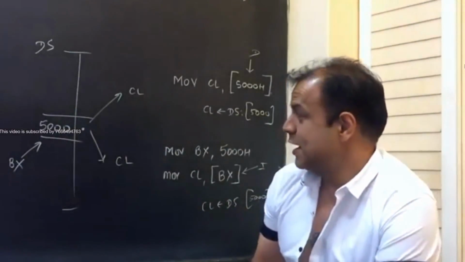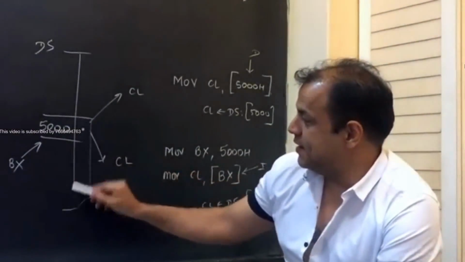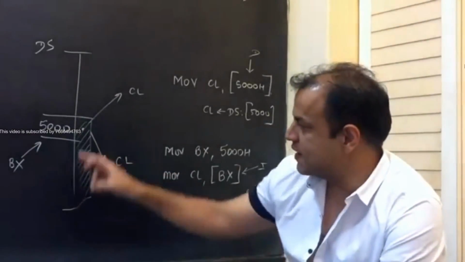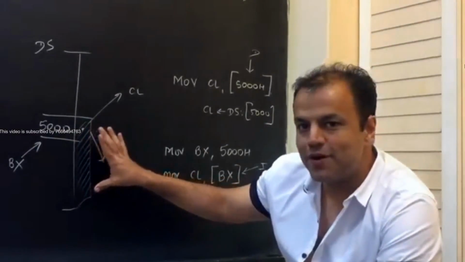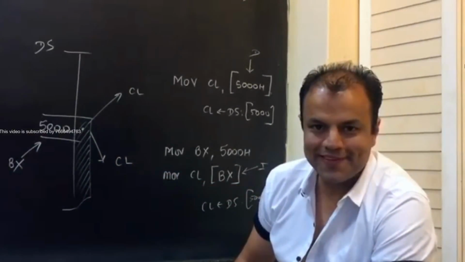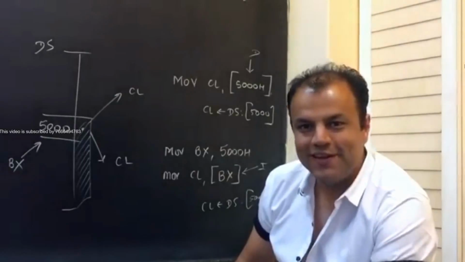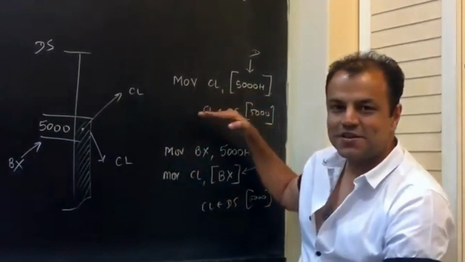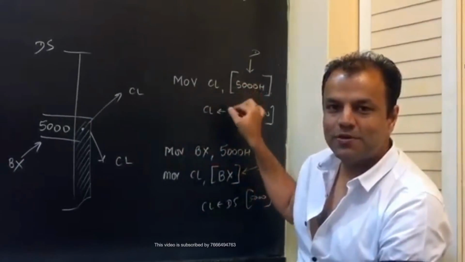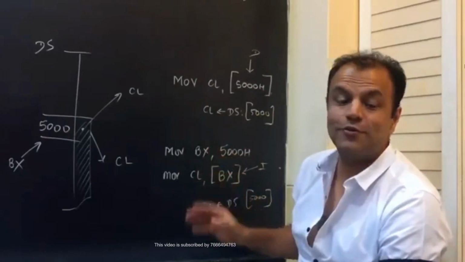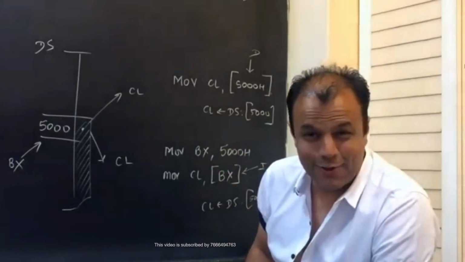I change the question. I tell you, get me the data from 100 locations, starting from location 5000. Now tell me which addressing mode will you use. You got the point. If you use direct addressing mode, you will have to write such an instruction 100 times. Move CL, comma, square bracket 5000, move CL, comma, square bracket 5001, 5002, like this you'll have to write it 100 times. Is that how you do programming?